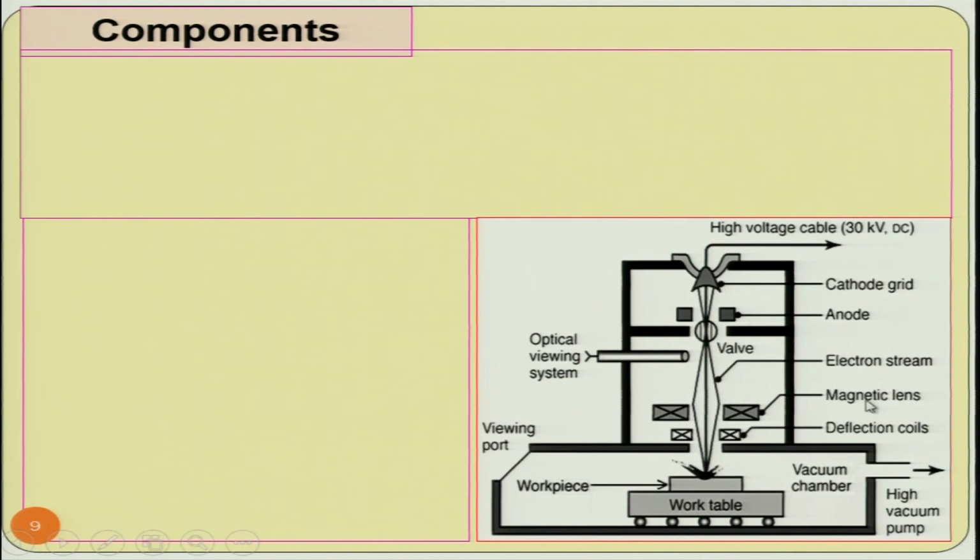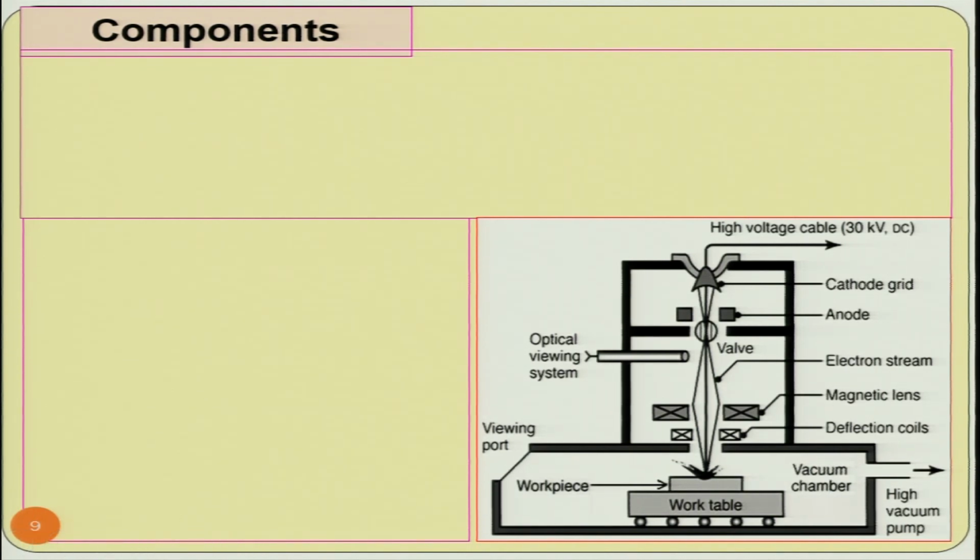Then you have the magnetic lens. We will see the function of these magnetic lenses. With the help of the magnetic lens, you can move the electron beam in x and y direction to some extent, not to a large extent, and then you have the deflection coil. So, this can deflect the beam in x and y direction, and this magnetic lens is used for concentrating the beam, and then you have the workpiece over here.